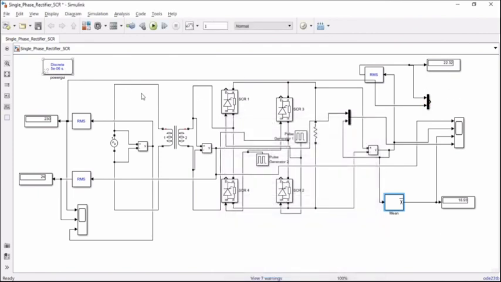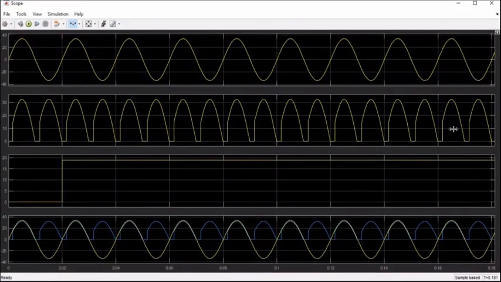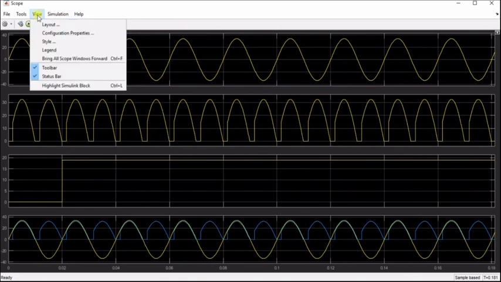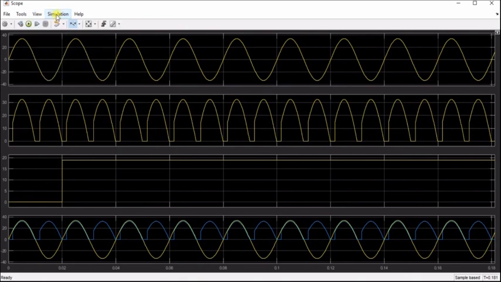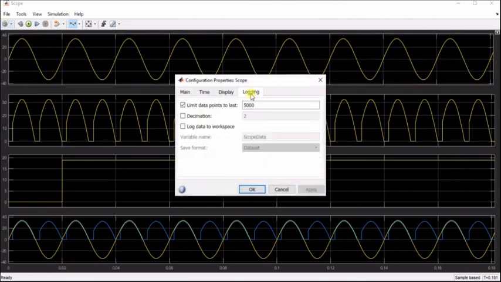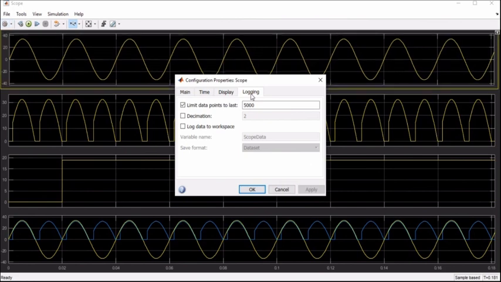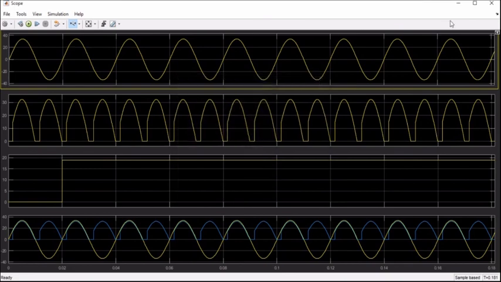And next is the scope. Now we have to select the configuration parameters. If in the logging tab the option to limit data points to last is enabled, this needs to be disabled because we need to view the whole simulation. After setting it, click OK.